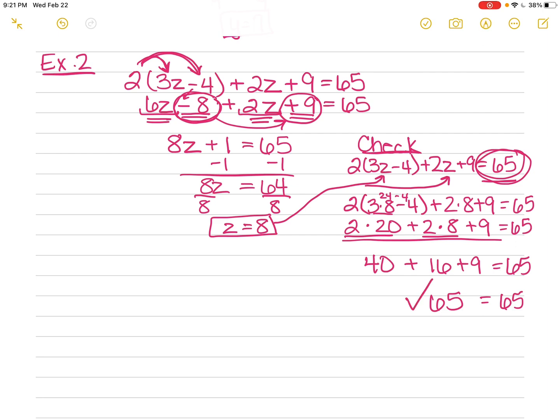Okay, and that's it. So this is the type of problems you're going to see: you're going to have a lot of those parentheses. You're going to have a lot of adding like terms. And that's it, just more simplifying of problems.